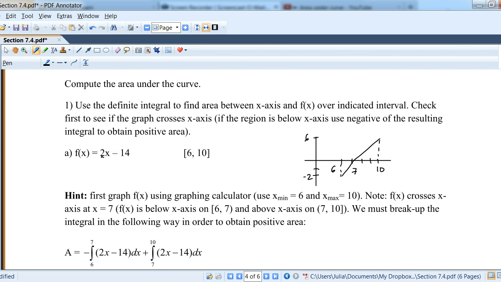And I got -2, I believe, because it's 12 minus 14. -2 is the y. Then I plugged in the 10. I get 20 minus 14, which is 6. And I joined the whole line. So it should look like a straight line if you draw it correctly.